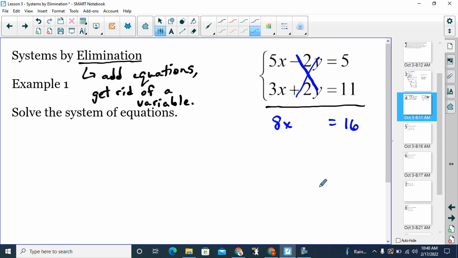I get 8x equals 16, which overall is a pretty easy equation to solve. 8 times x equals 16, so I undo that multiplication by dividing both sides by 8. And I get x equals 2.